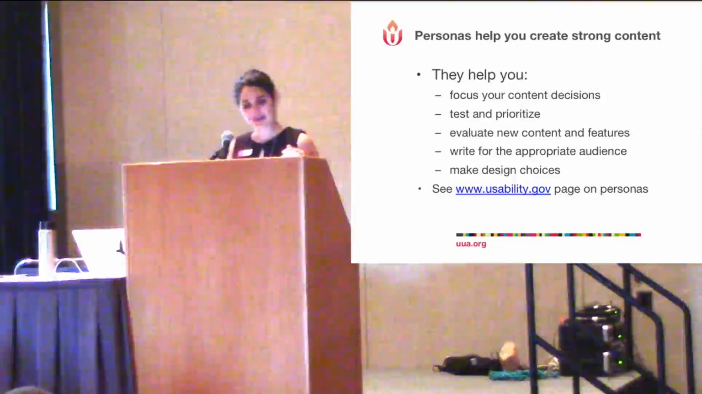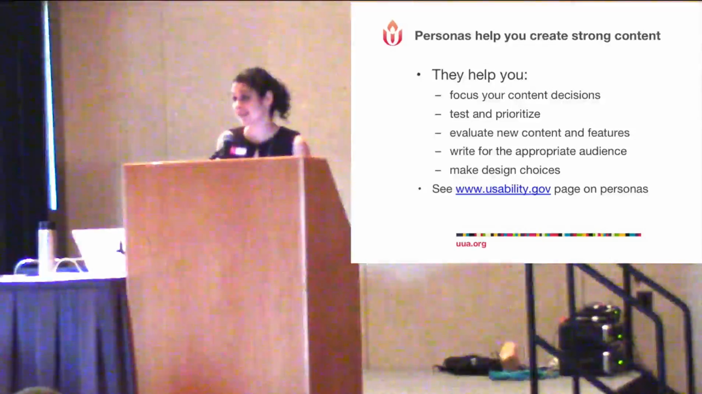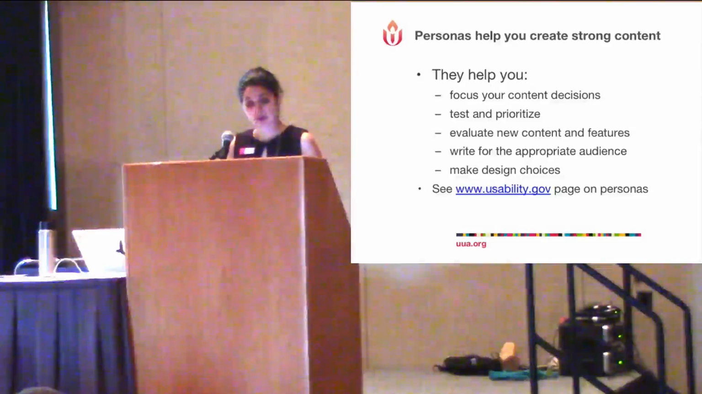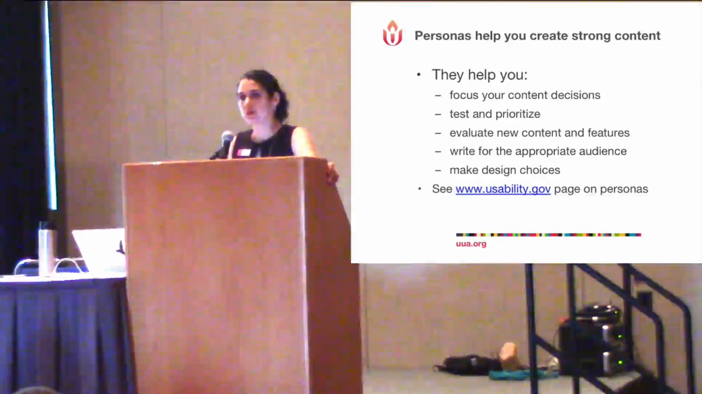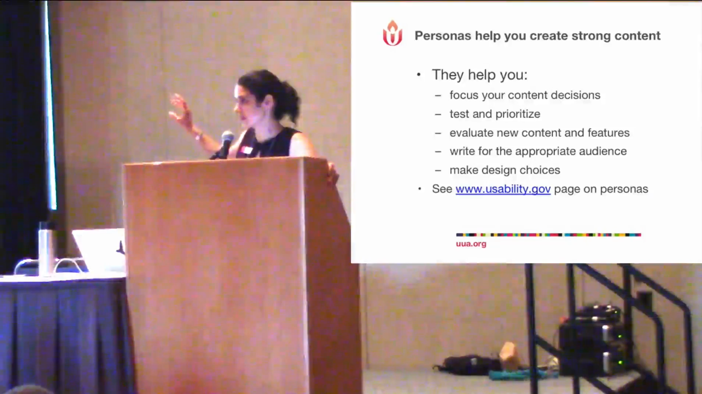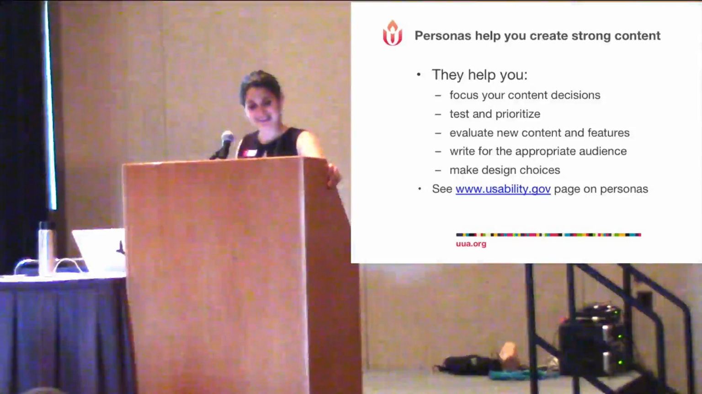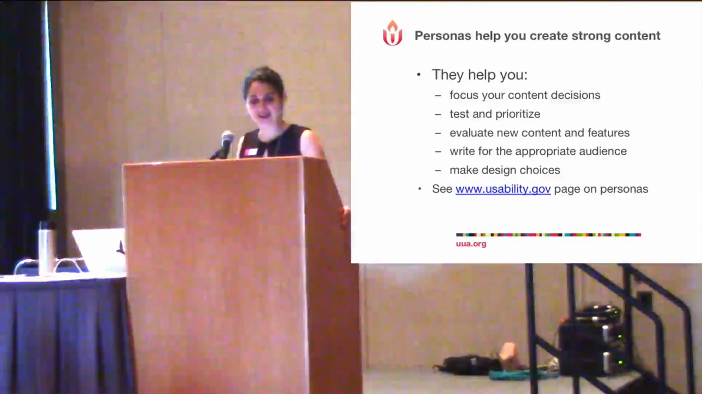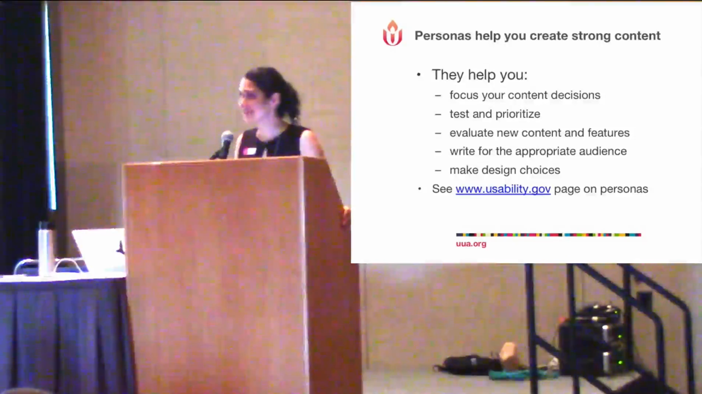Usability.gov is a website, and they name these various benefits of personas, that they focus your content decisions, and they help you test and prioritize what you're trying to say. They also help you evaluate new content and features. Like you might say, oh gosh, we really should have new content that says much more about what we believe in our own voice on our site. Or we should have new content that talks about us being a welcoming congregation. And they also help us write for the appropriate audience and make good design choices. It just gets us out of our own heads to use it.